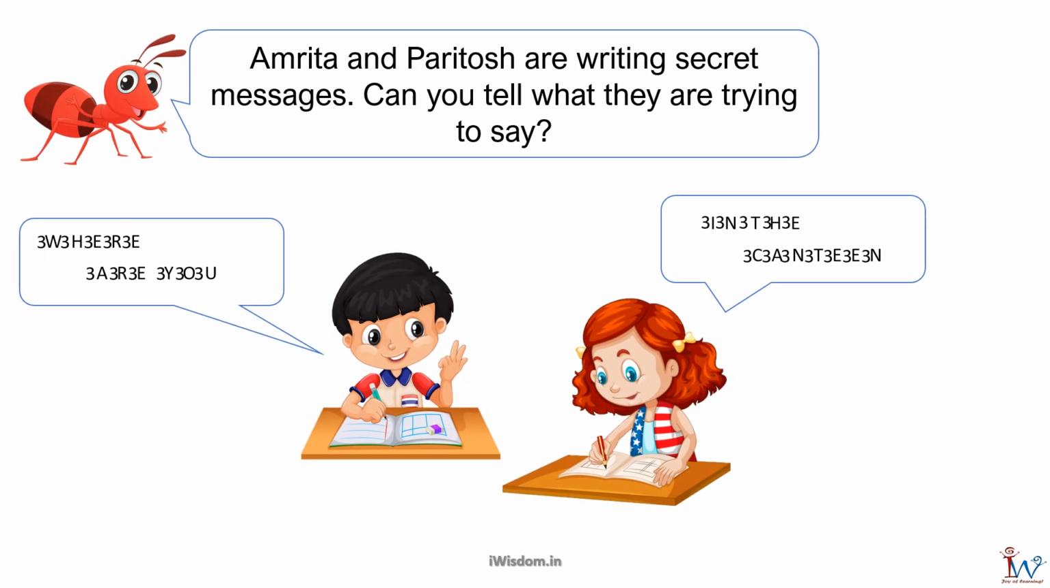Here is the last exercise. Let's visit the Secret Service Agency of RAW. Amrita and Paritosh are writing secret messages. Can you tell what they are trying to say?